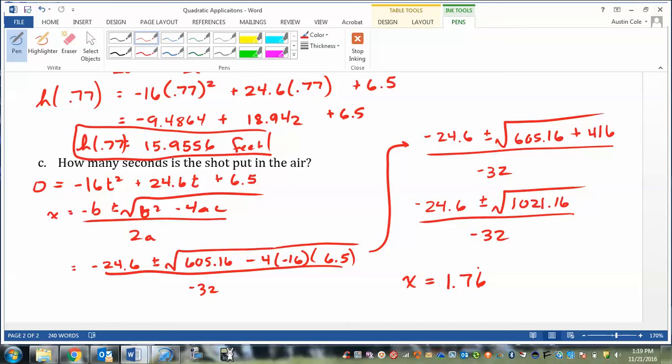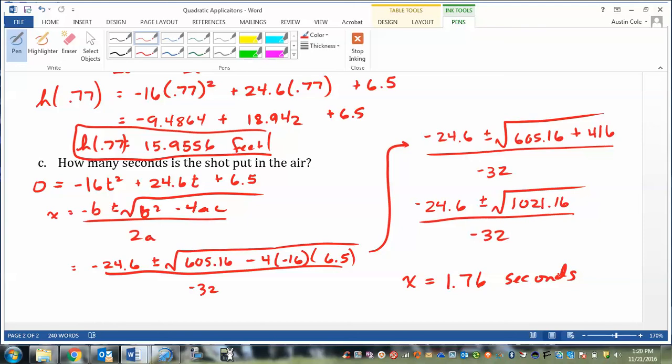It's positive, so it means it's like going somewhere else. I agree. What is this answer? What's the units? What's the label? Seconds. It takes 1.7 seconds for a shot put to go in the air. How many seconds did it take to get to its highest point? 0.77. So it's going to take a little bit more than that to come back down. I think that makes sense.